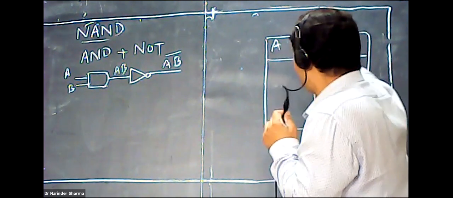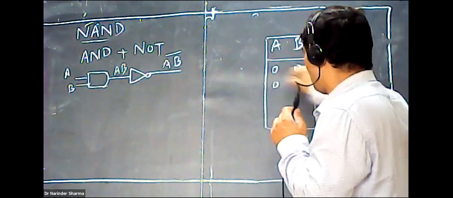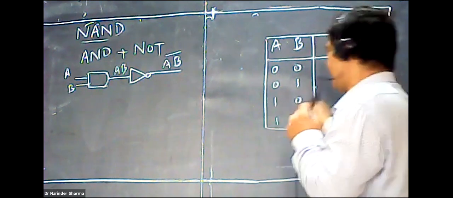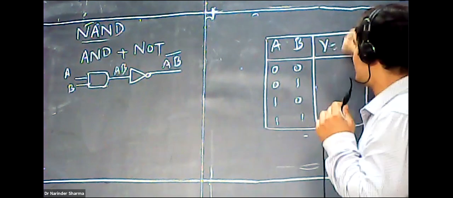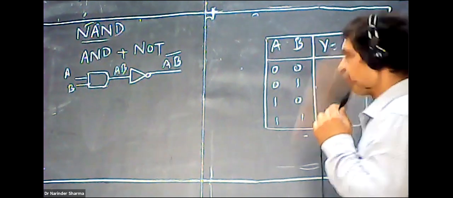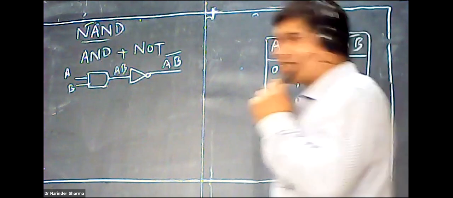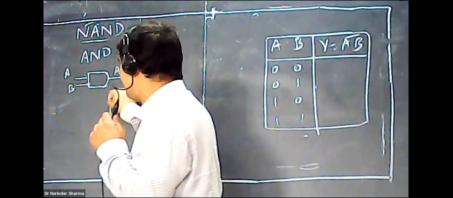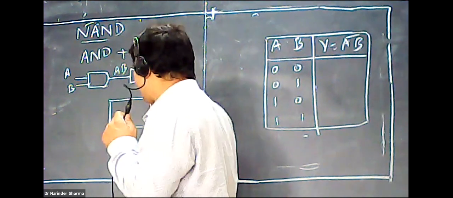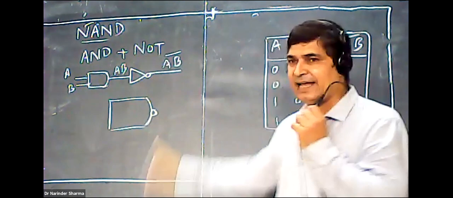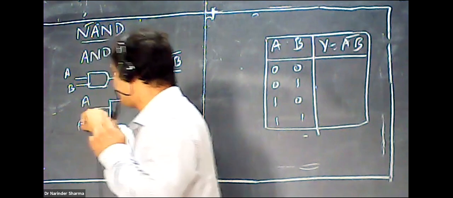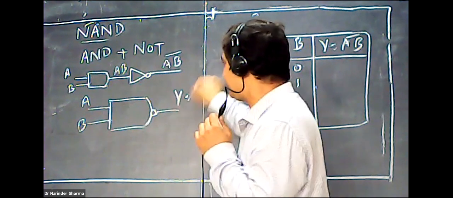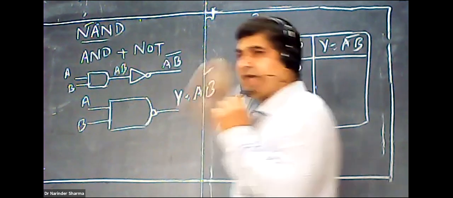A, B is the input: 0 0, 0 1, 1 0, 1 1, we can write. Now, Y is equal to (A·B) bar. If we have to design the symbol of the NAND gate, that would be simply an AND gate with a bubble. Two inputs are there, A and B are the inputs. Output is Y is equal to (AB) bar.